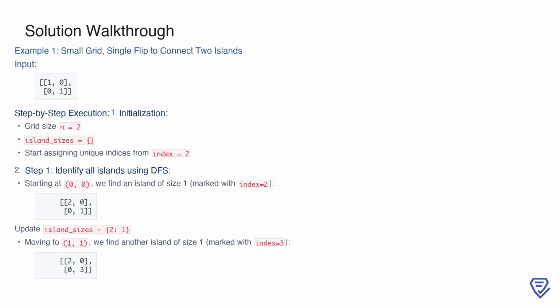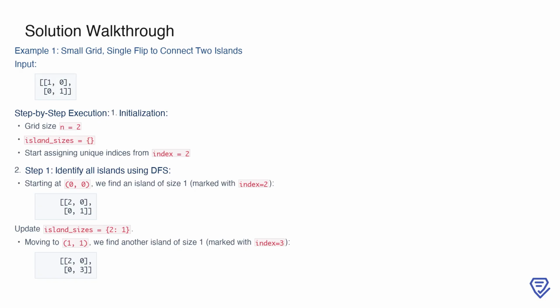The input grid has 2 disconnected islands, represented by the 1s. Our task is to determine the maximum island size we can achieve by flipping 1 zero to 1. First, we initialize the grid size n equals 2, an empty dictionary island_sizes to track the sizes of discovered islands, and a unique identifier index starting at 2.